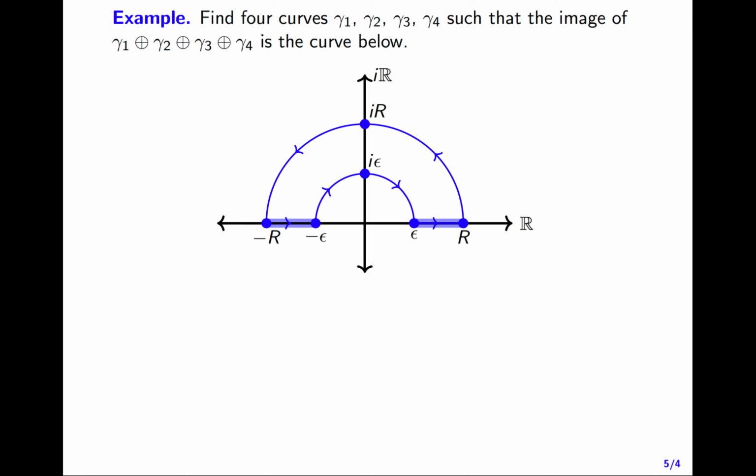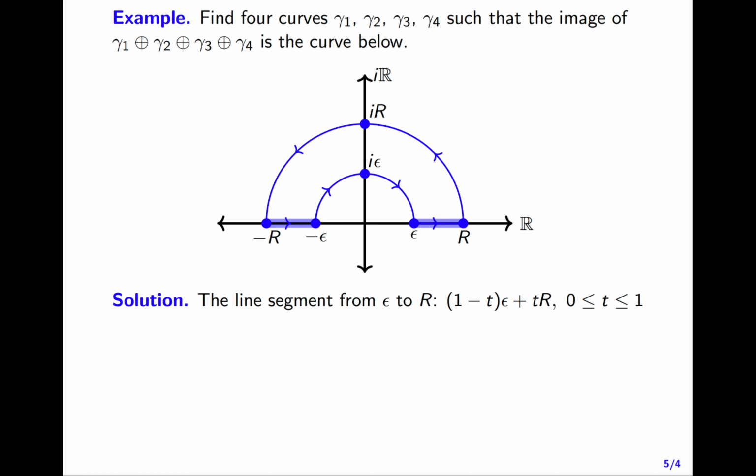Now, it looks like I have 4 pieces in this curve, 2 line segments and 2 circles. So let's use that in finding the 4 curves gamma. My first piece will be the line segment from epsilon to r, and that's parameterized by 1 minus t times epsilon plus t times r for t between 0 and 1. And whenever I give a parameterization of a curve, I should have some formula for it, and I should have the domain. I need to know what closed bounded interval t lives in.